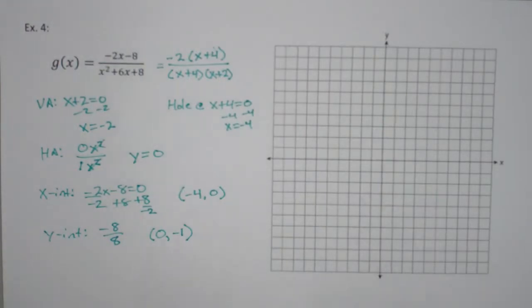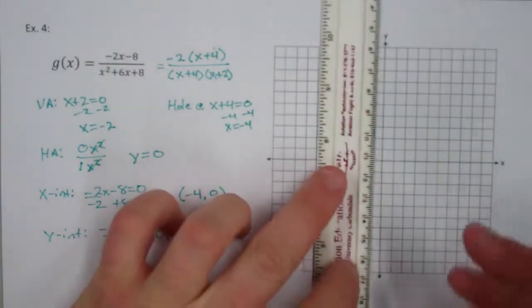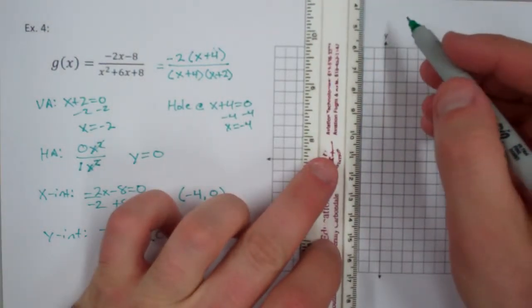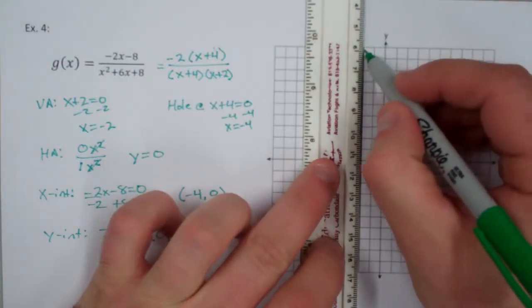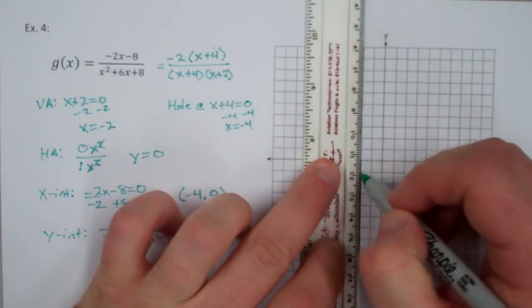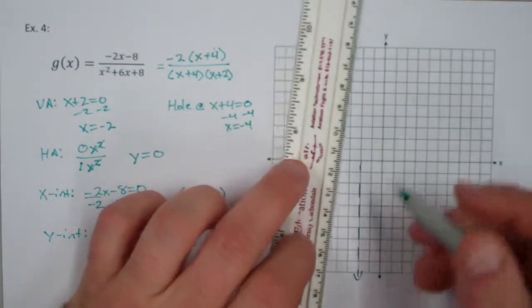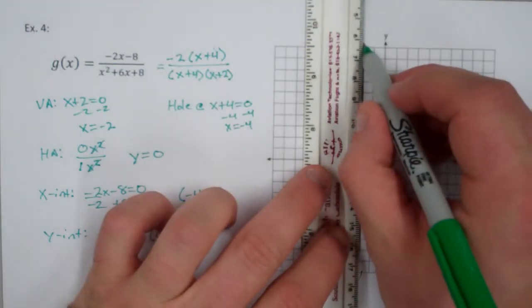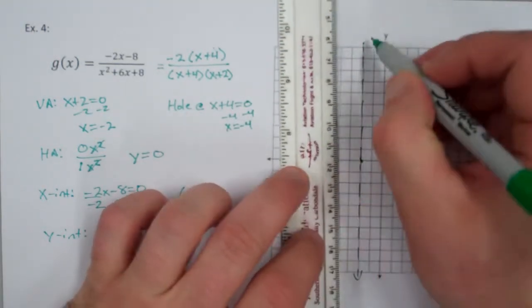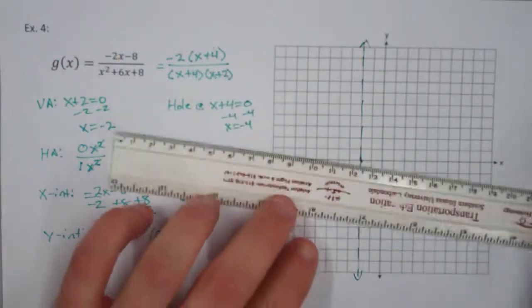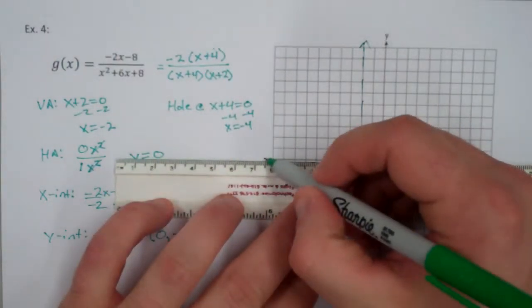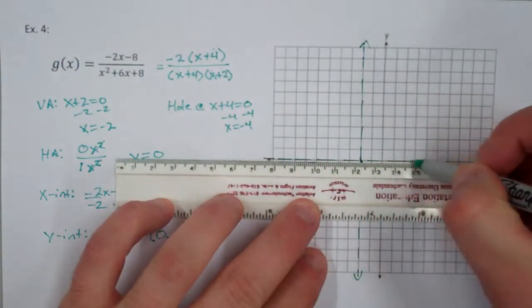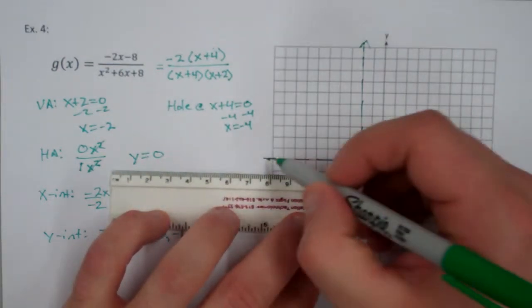Let's see if we can draw the asymptotes here. So the vertical asymptote is at x is equal to negative 2, so that'll be here. Alright, oops, didn't even do the top there. Do this one. There it is. And then the horizontal asymptote is just going to be the x-axis here.